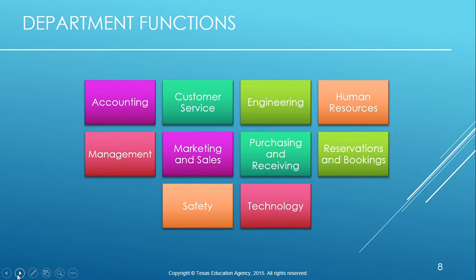that they tweet. The purchasing and receiving department keeps track of purchases and inventory for the business. The reservations and bookings department handles all activities involved with customers reserving rooms, seats, tours, and more. The safety department secures property for the safety of the guests and employees and oversees emergency procedures. And the technology department maintains computer software and data storage and may also oversee business websites. So all of these departments are extremely vital for the company.